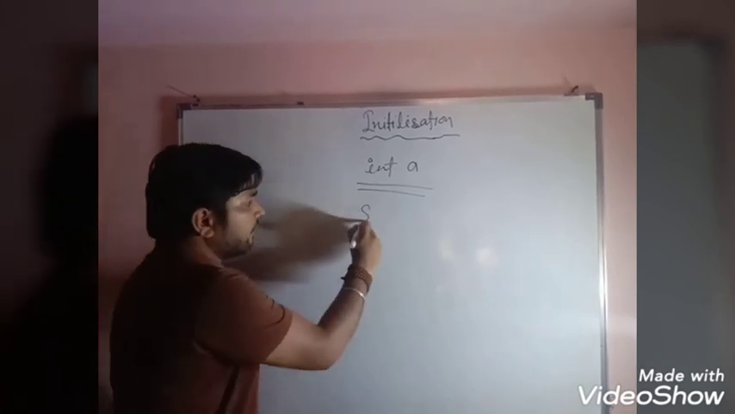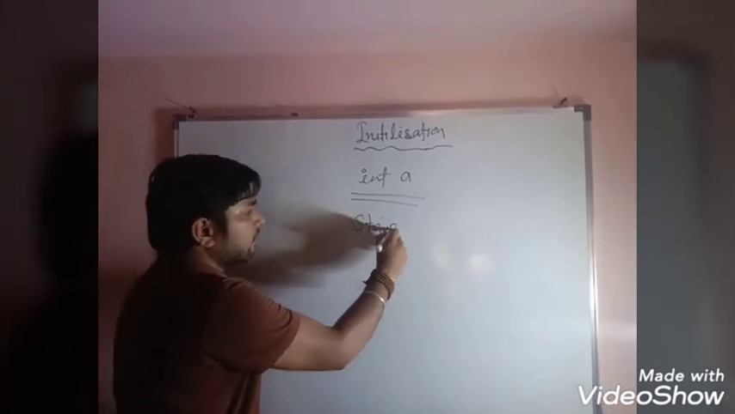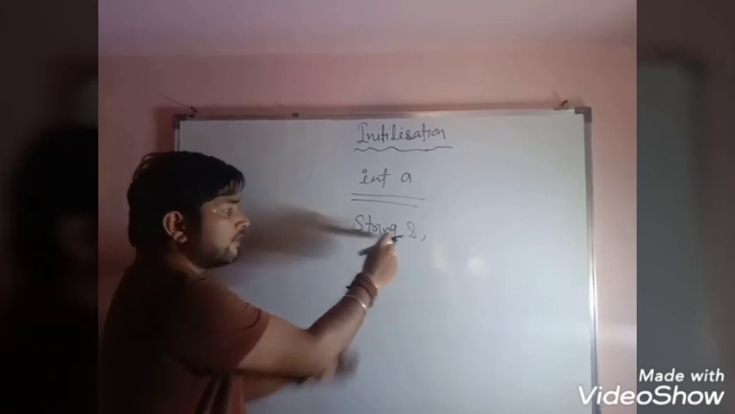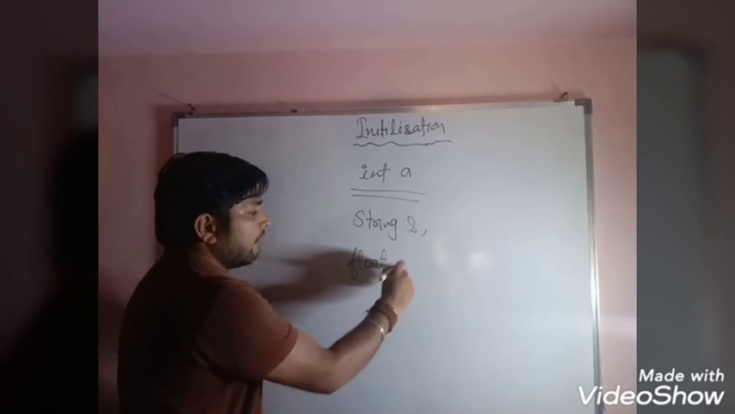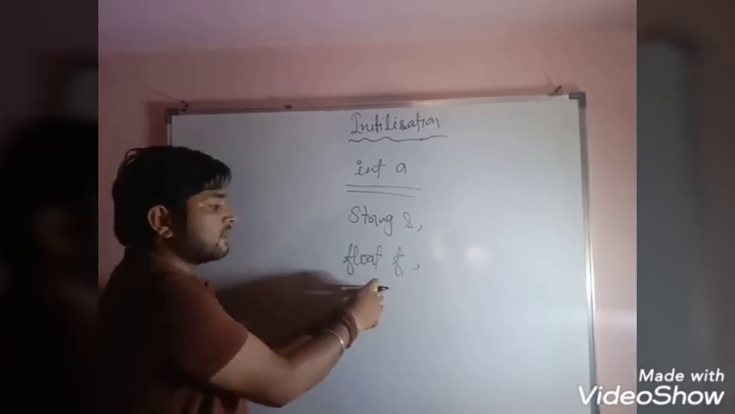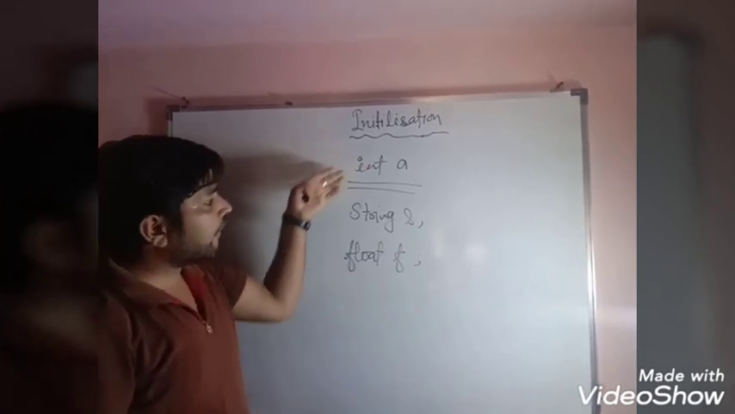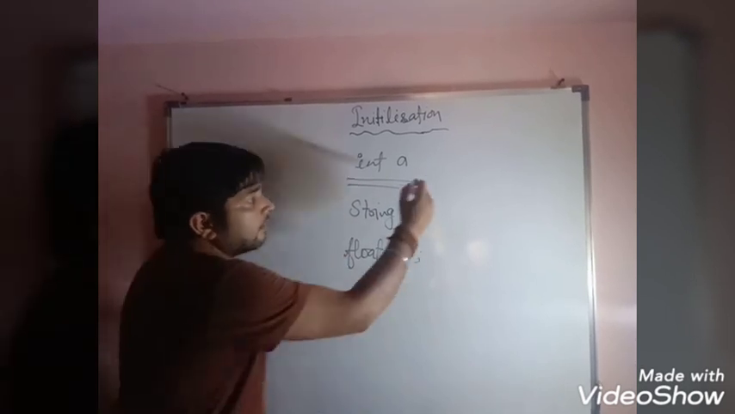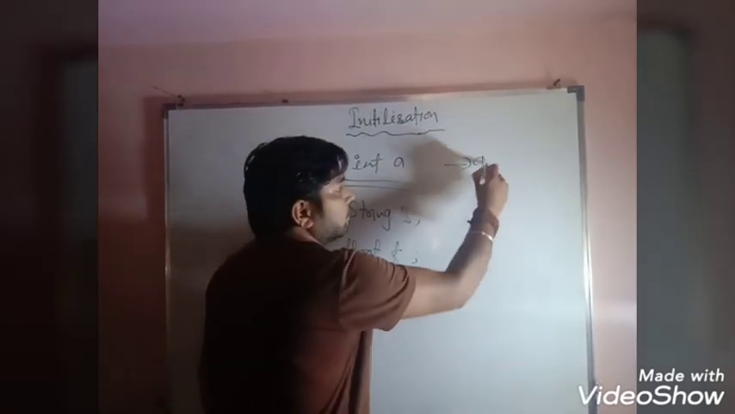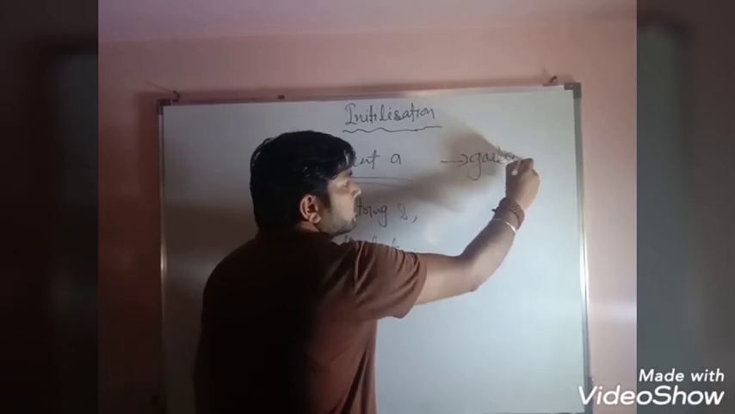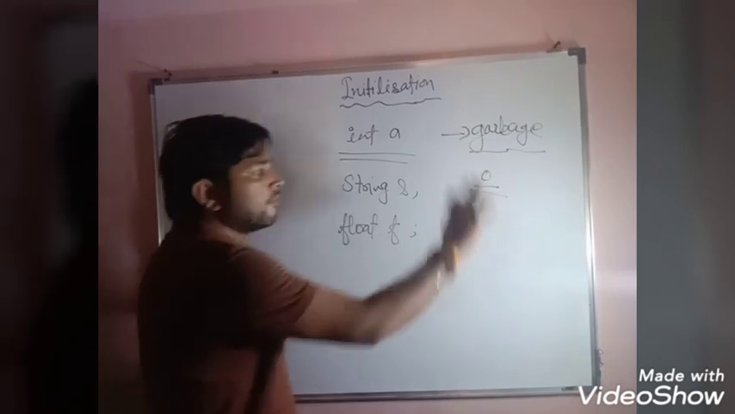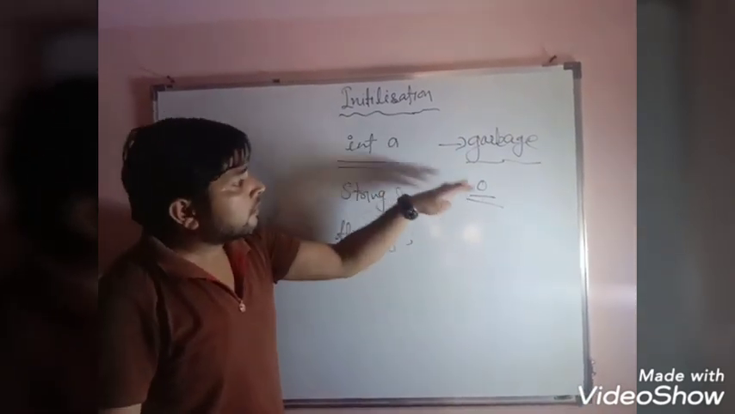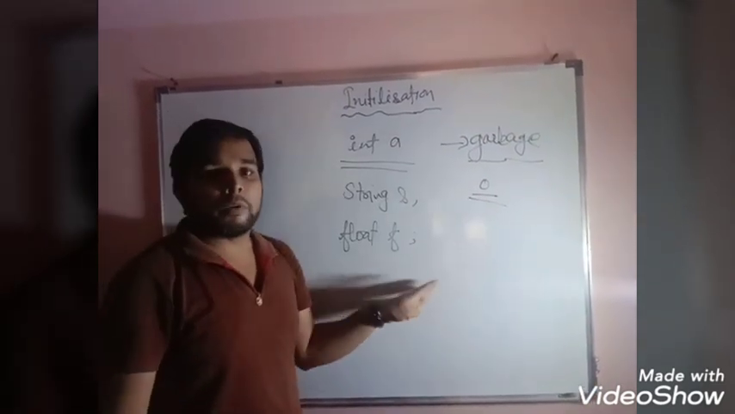Integer type. If I have defined a string s, so s is of which type? String type. If I have defined float f, then f is of which type? Float type. So if we are defining any variable, then it has a garbage value. Now what is garbage value? Garbage value means it can be 0 or any other value. So this garbage value can make problems in your logic.